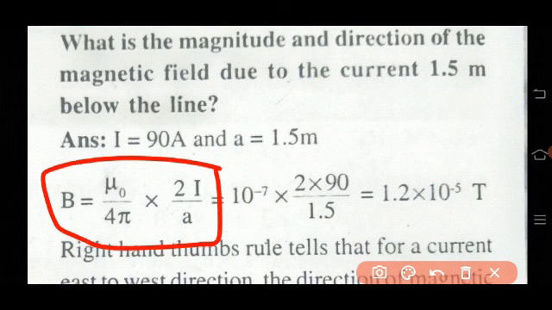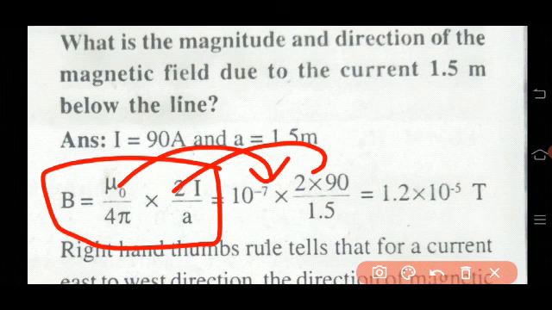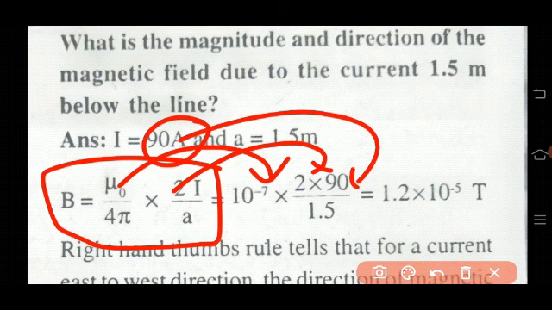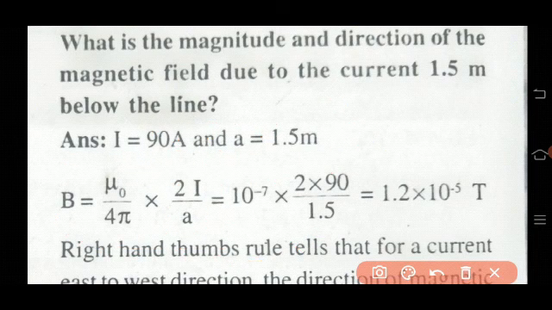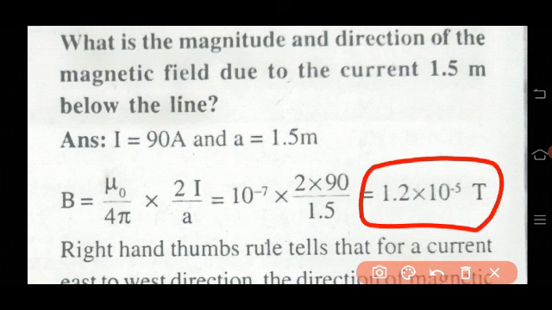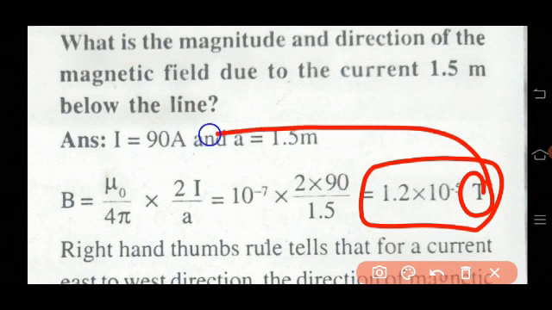Then direct substitution. What is the value of mu naught by 4 pi? 10 to the power of minus 7. Then write 2 as it is. Then what is the current? That is 90 amps. Then what is the radius? It is given in meters, that is 1.5 meter. So when you solve it, you will get 1.2 into 10 to the power of minus 5. What is the unit of magnetic field? That is Tesla.